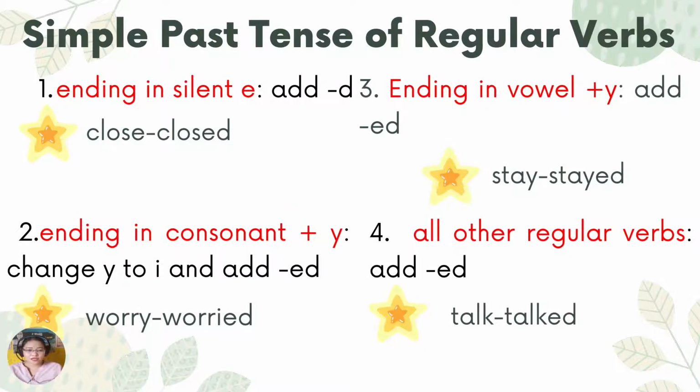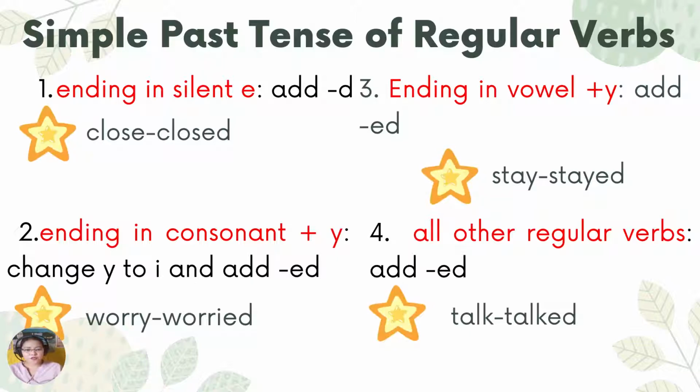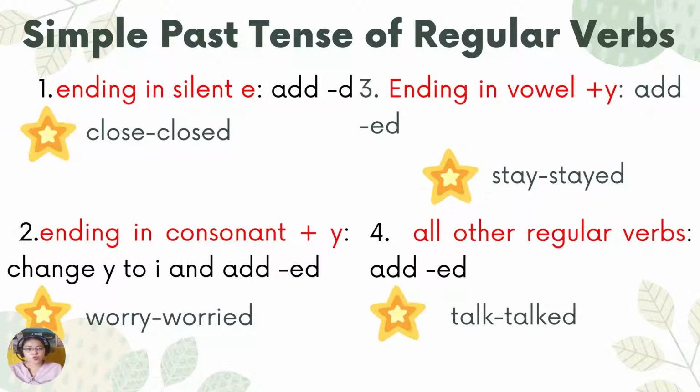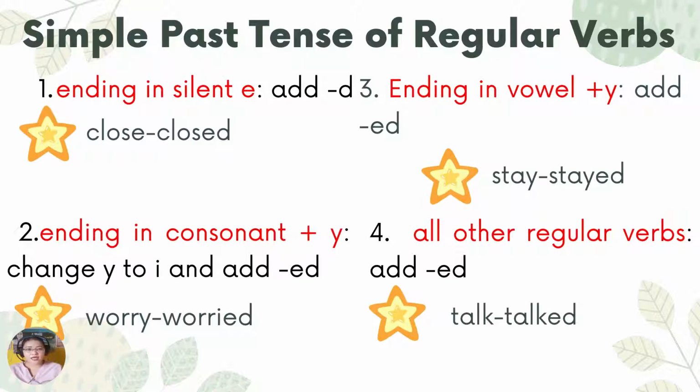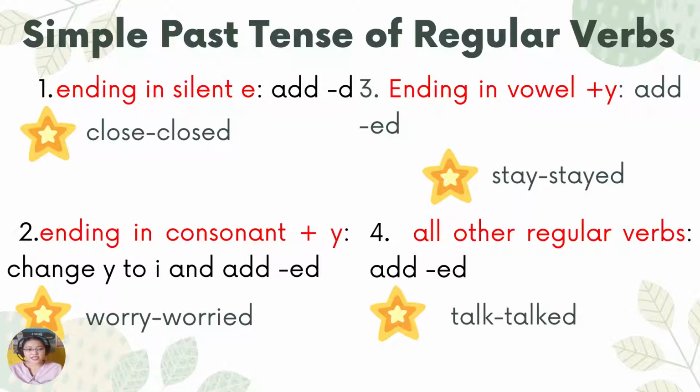Now, these are the rules for simple past tense of regular verbs. Again, regular verbs. First rule, if the verb ends in silent E, we add D, like close, closed. Number 2, ending in consonant plus Y, we're going to change Y to I and add ED. For example, worry, worried.